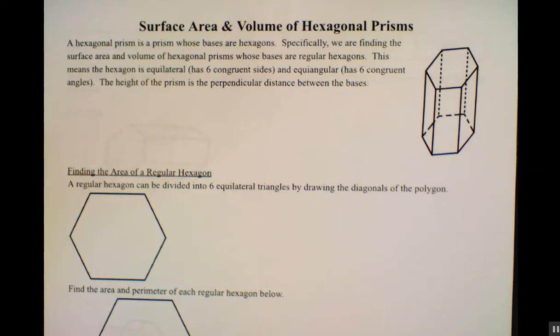In this next set of videos, and we'll split this into 2 videos so that we can fully accomplish both parts, we're going to be talking about the surface area and volume of hexagonal prisms. So let's start by reviewing the vocabulary associated with them.